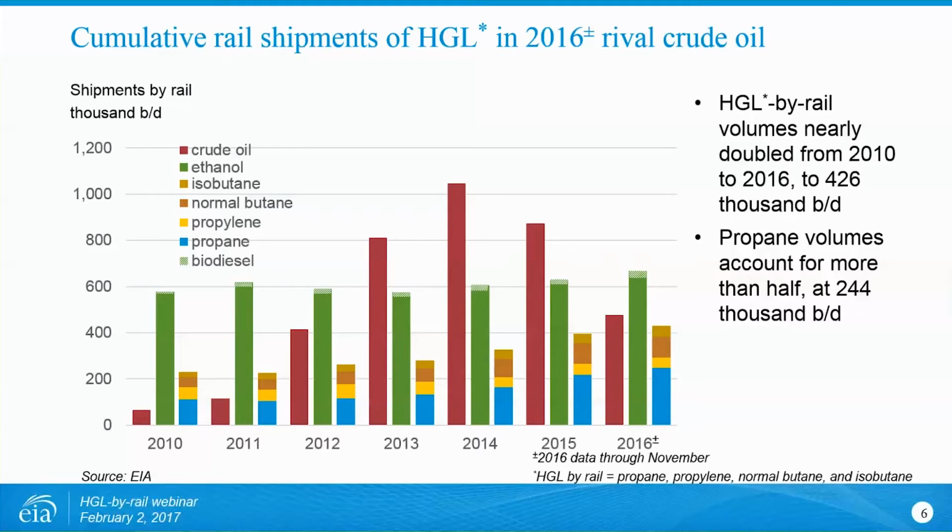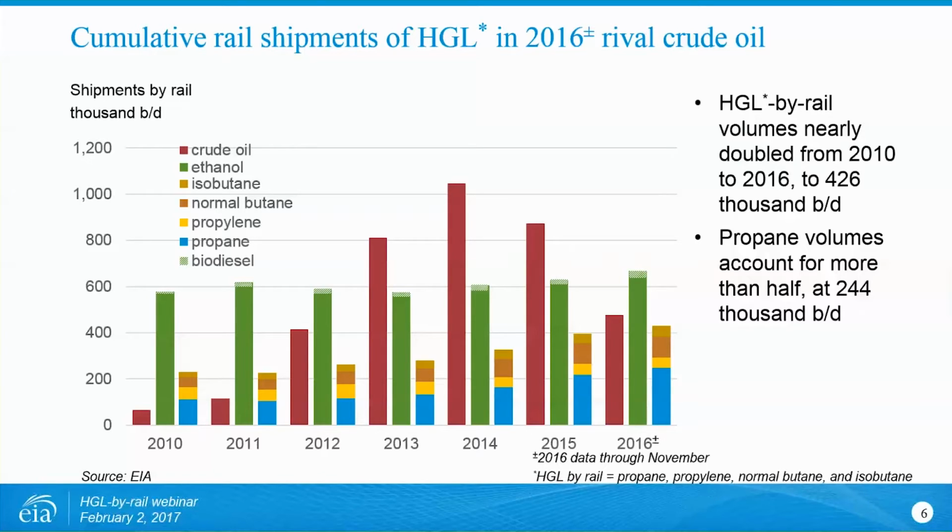What you'll see in ethanol is that the volumes of ethanol and biodiesel are fairly constant across that period, whereas quantities of HGL, and here we're adding up all 4 of the products we've released the data for, are now surpassing 400,000 barrels a day. And in fact, now that crude oil has come down, they are coming fairly close to crude oil by rail data numbers. Of course, propane leads, and this shouldn't be too much of a surprise to many of our listeners.